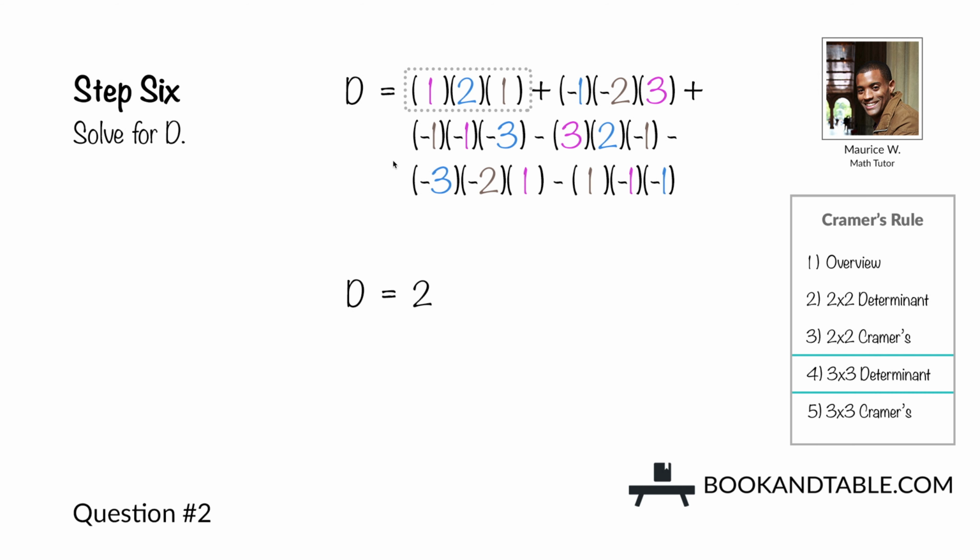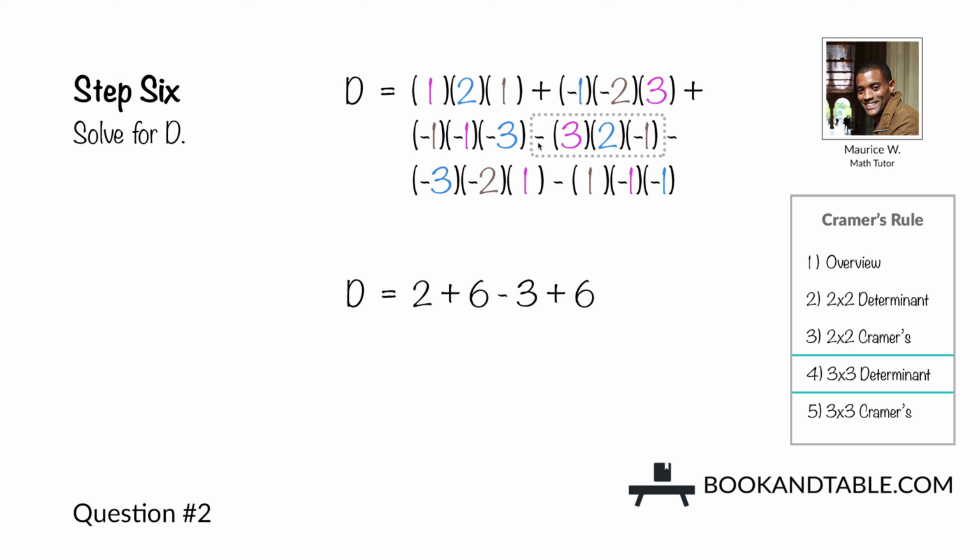And we see D is equal to 1 times 2, which is 2. 2 times 1 is 2. Plus negative 1 times negative 2 is positive 2. Positive 2 times 3 is positive 6. Plus negative 1 times negative 1 is positive 1. Positive 1 times negative 3 is negative 3.